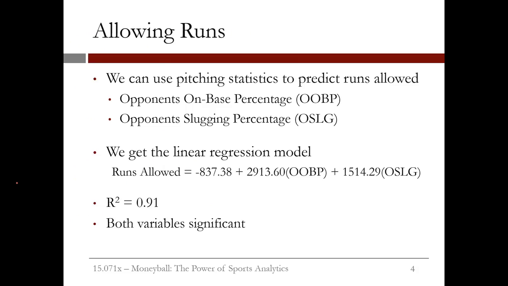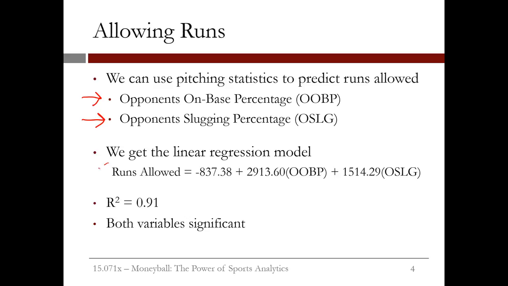We can create a very similar model to predict runs allowed or opponent runs. This model uses pitching statistics, opponent's on-base percentage, or OOBP, and opponent slugging percentage, or OSLG. These statistics are computed in the same way as on-base percentage and slugging percentage, but use the actions of the opposing batters against our team's pitcher and fielders.